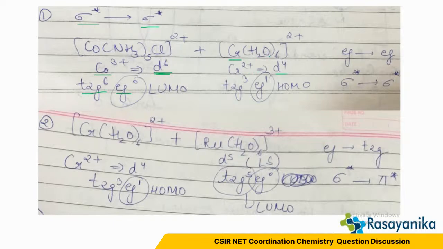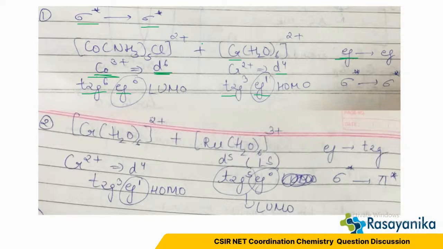This will be your high spin complex, right? So t2g3 and eg1, right? 3 electrons in t2g and 1 in eg. So now see how electron transfer is taking place. From the eg of this chromium, chromium is in the +2 oxidation state. It is transferring electrons to the eg of cobalt 3+, right? Because it is in the higher oxidation state, it is in need of electrons.